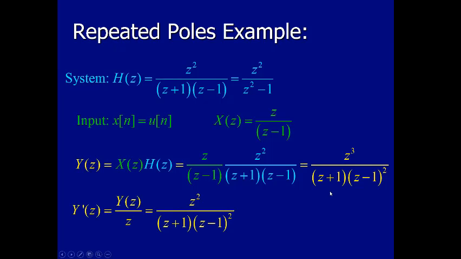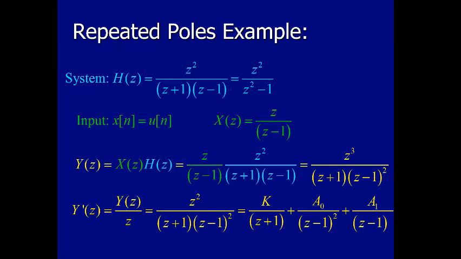Now the partial fractions would be done not on this, but on this with z taken away, to make it a z squared. We'd break this up into a coefficient to go with the z plus 1 term and two coefficients to go with the repeated pole here, one with the square, one with the first order.